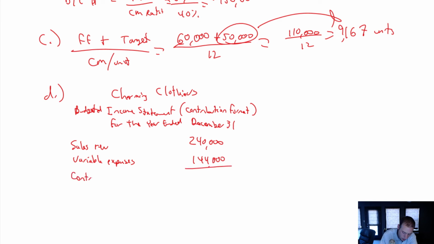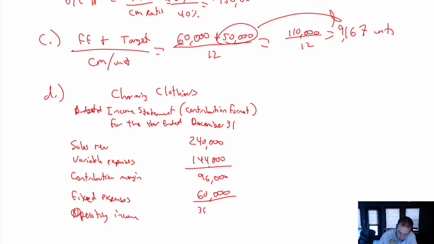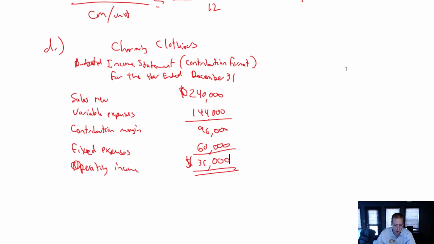Sales minus variable expenses. And variable expenses were 144 equals contribution margin rather than gross profit. 240 minus 144 is 96. Contribution margin minus fixed expenses. As I recall, our fixed expenses were 60. Gives us a net income before tax, or an operating income, I'll call it, of $36,000. Dollar sign at the top, dollar sign at the bottom, and we've got ourselves a good contribution format income statement. Okay, I'd like to do one more part of the problem before I take a little break.